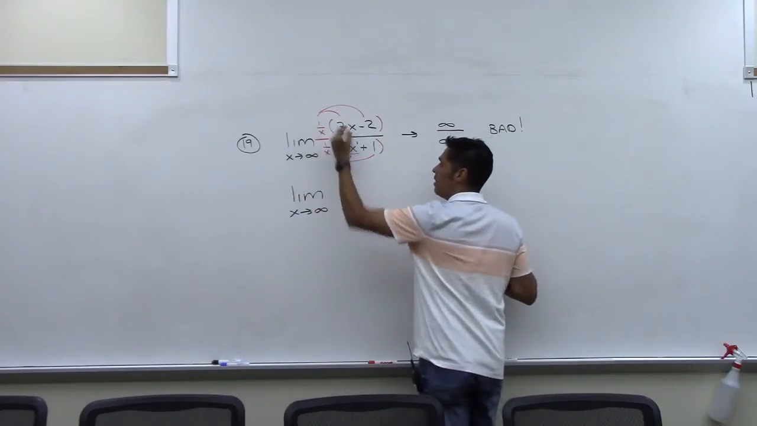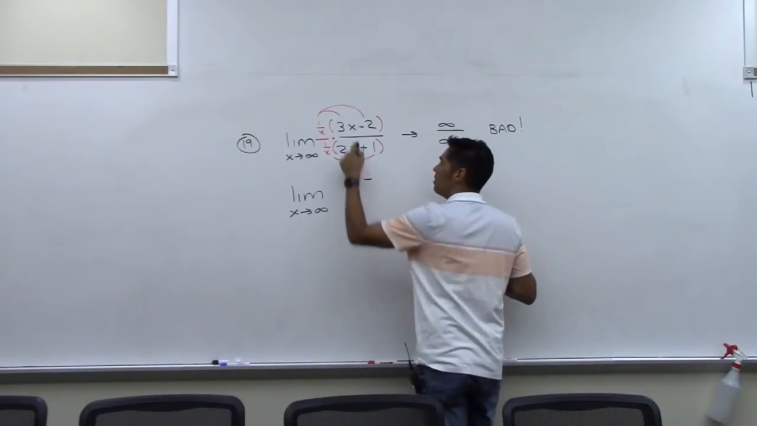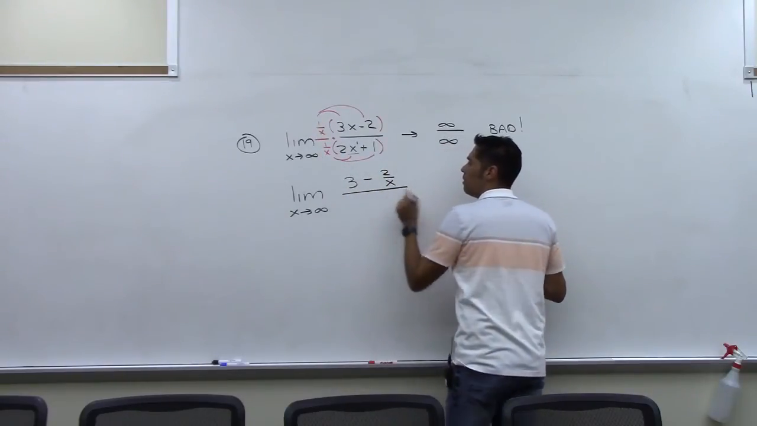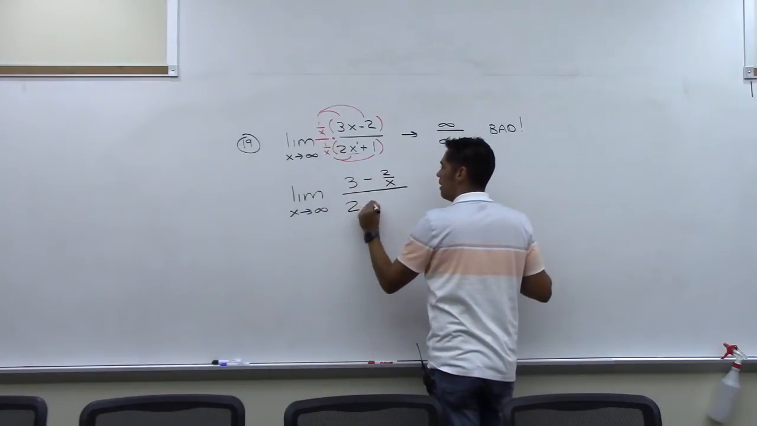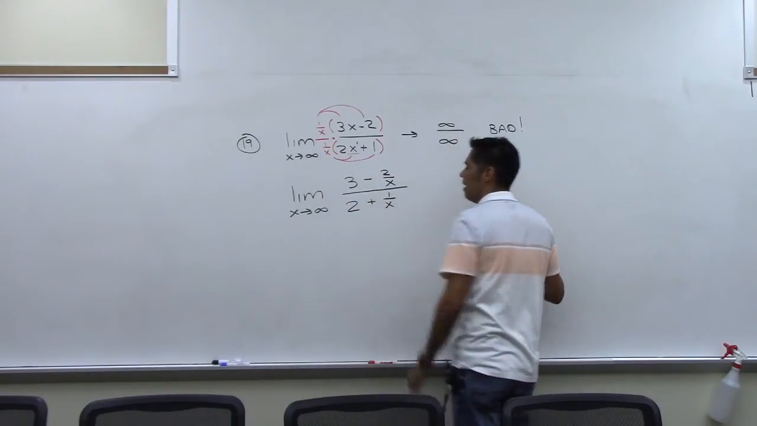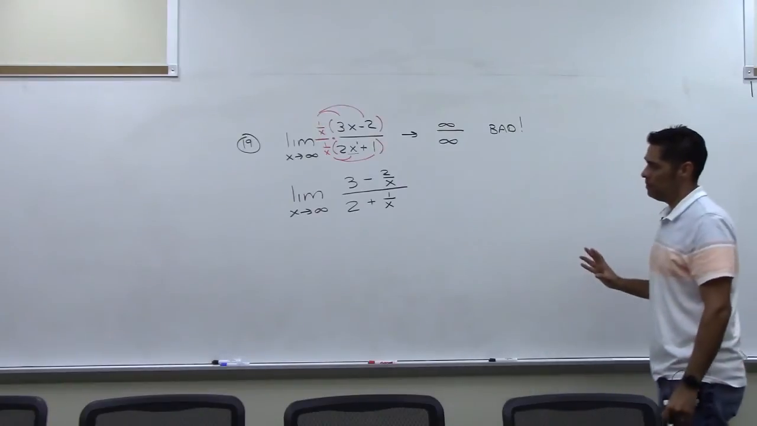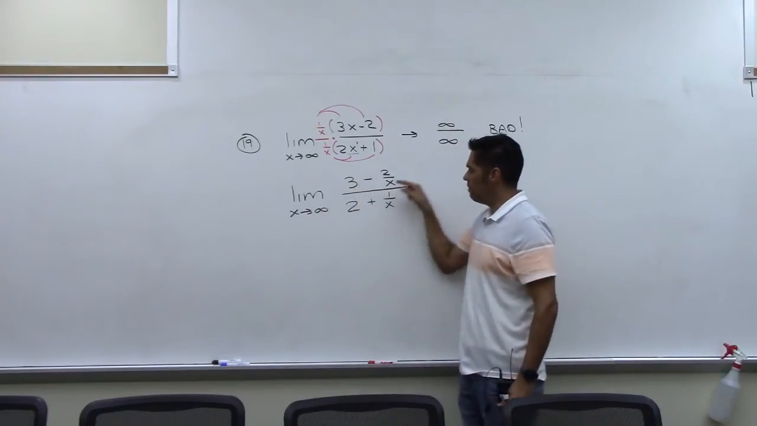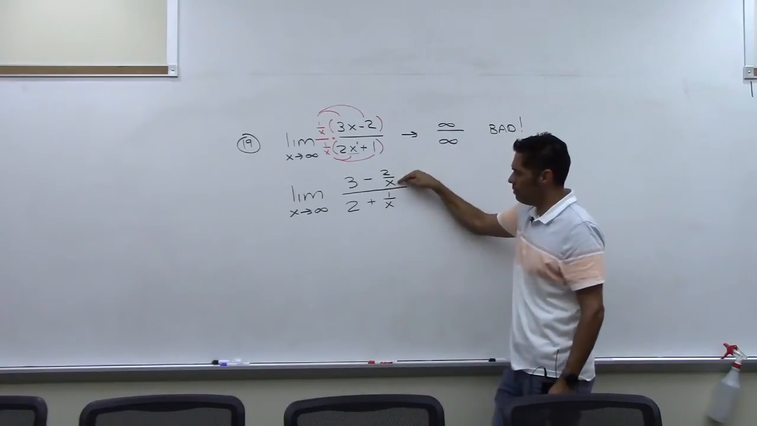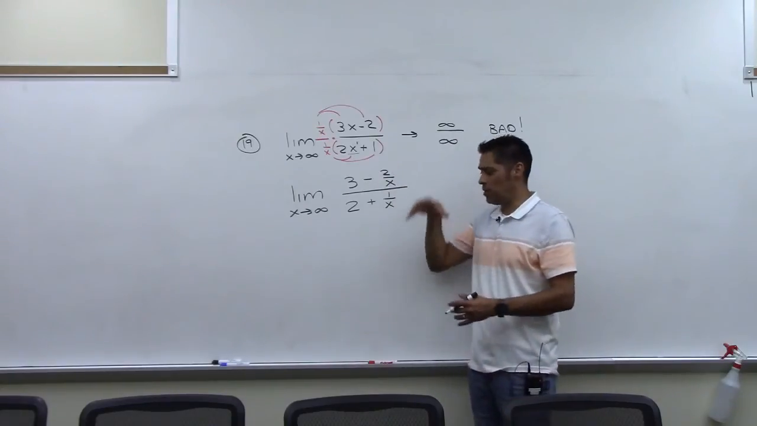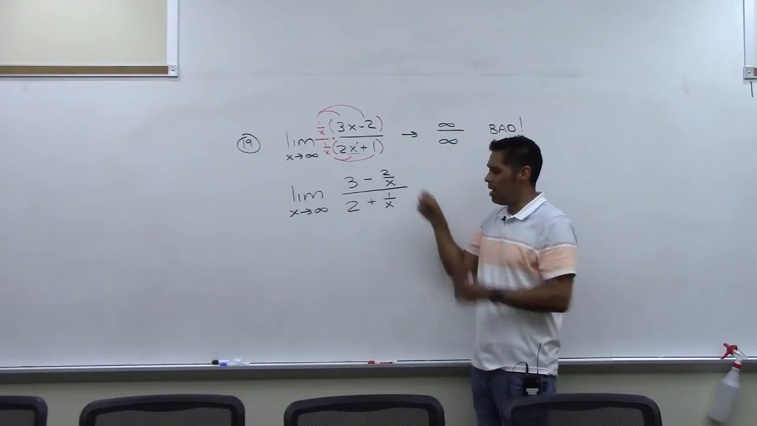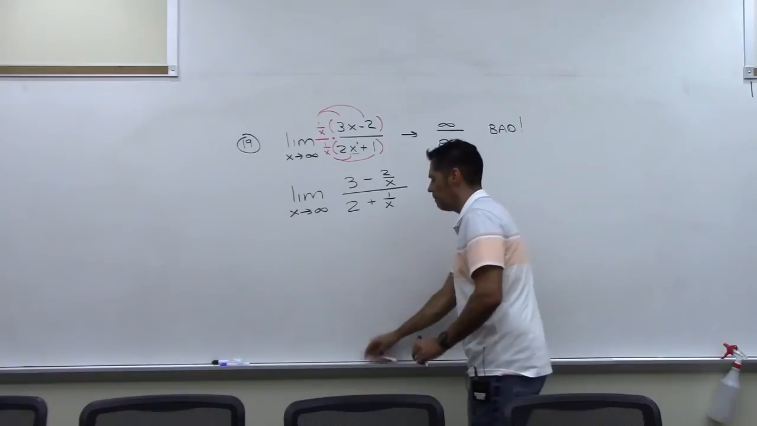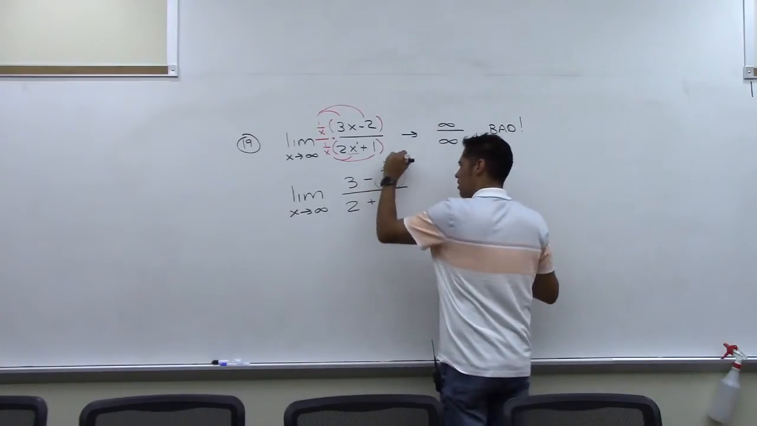When you distribute here to here, you get 3 minus, and then you go here to here, you get 2 over x. And then over, you distribute through, you get 2, and then plus 1 over x. And now things are good, because as x goes to infinity, this doesn't change, but 2 over a huge number, right? And we talked about this in class. When you have a fixed number on top and the bottom gets huge, that ratio goes to 0. So this piece right here, when I take the limit, is going to go to 0.